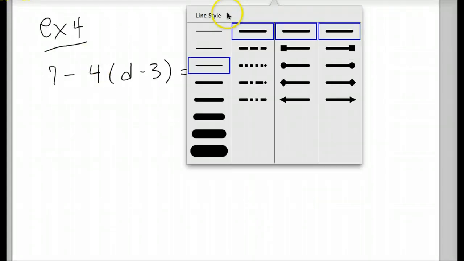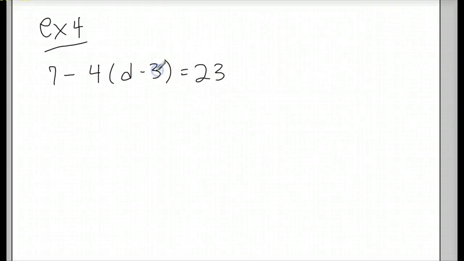All right, example 4. We have 7 minus 4 times d minus 3 equals 23. Now each of these examples are changing a little bit each time. So like now we have a negative and a negative. So here we go. First thing we want to do, as always, is distribute the 4 to the d and the negative 3. Well, this is a negative 4.